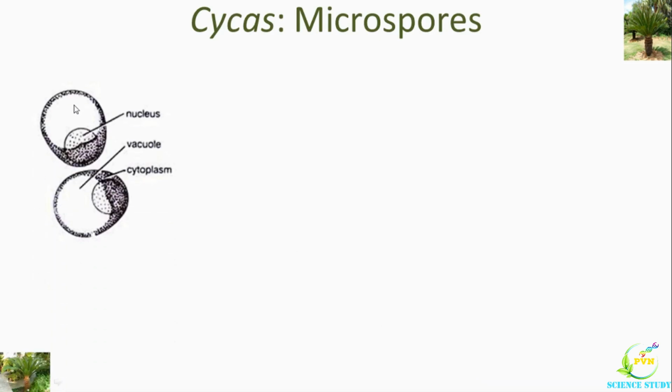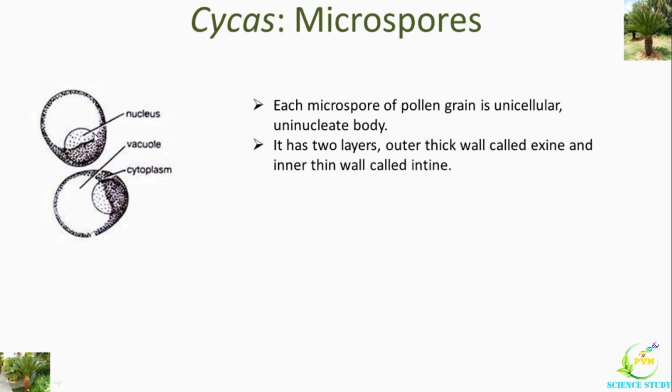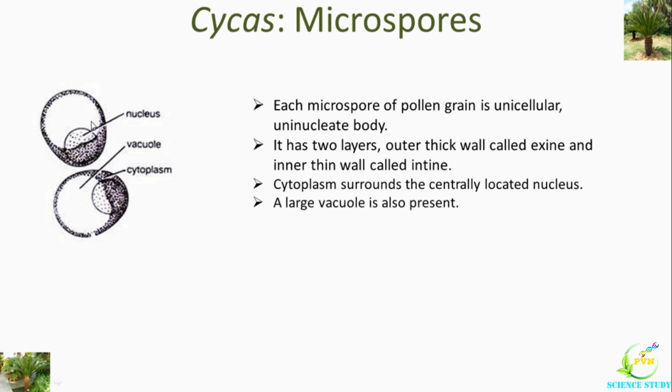So this is the figure of microspores of Cycas. Each microspore or pollen grain is unicellular and contains only one nucleus in the center. It has two layers. The outer thick wall is known as the exine, and the inner thin wall is known as the intine. It also contains a centrally located nucleus, which is surrounded by cytoplasm. We can also see here a large vacuole. So this is the structure of the microspore in case of Cycas.